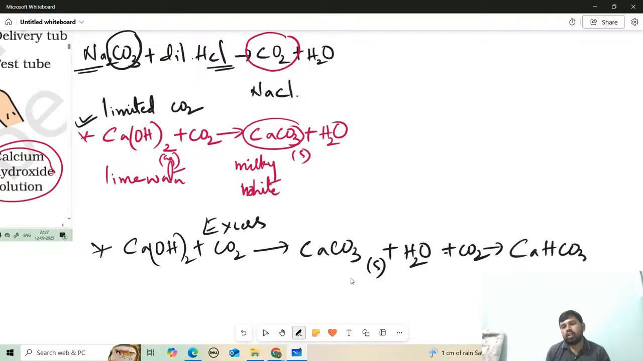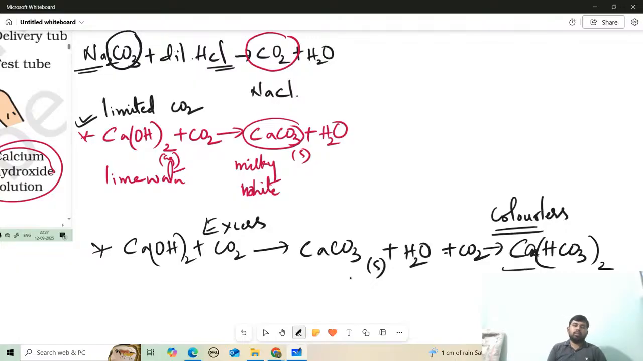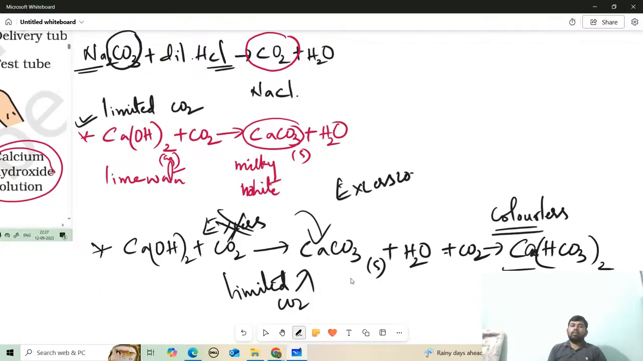Ca(HCO3)2, calcium hydrogen carbonate, and this is colorless. This is available in the aqueous state only. Calcium hydrogen carbonate will be formed. So with limited supply of CO2 this is the result, and with excess CO2 this is the result.